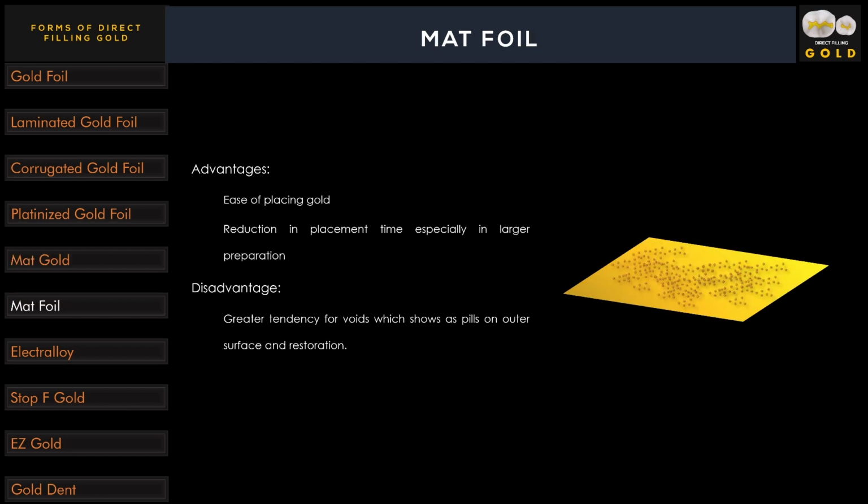The next material is the matte foil. A matte foil is a type of direct filling gold in which one layer of direct filling gold foil is placed, and on top of that this electrolytic precipitate of gold is placed. On top of that another layer of gold foil is placed, and this is rolled together to make the matte foil. The advantage of matte foil is that the electrolytic precipitate, which is a spongy material with irregular surface, is placed inside and it is covered by a smooth finish of gold foil.